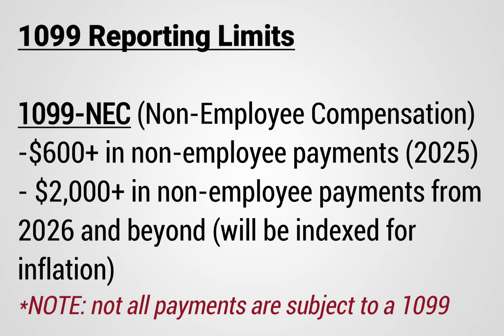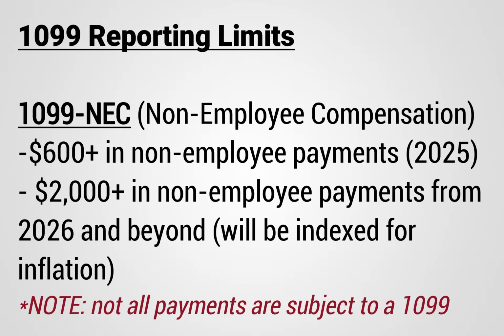Now, 2026 and beyond, these limits will increase to $2,000. And after 2026, it will be indexed for inflation. So each year we'll get a new 1099 limit that is base $2,000 and then adjusted for inflation. This is very much welcome because this amount hasn't been changed in a very long time. I don't know the exact year, but that $600 has been there for a very long time and never adjusted.